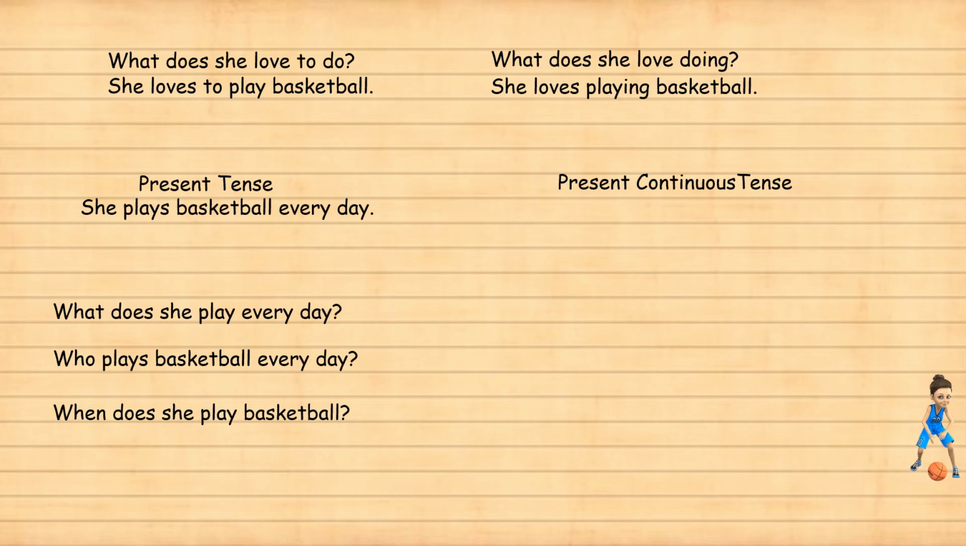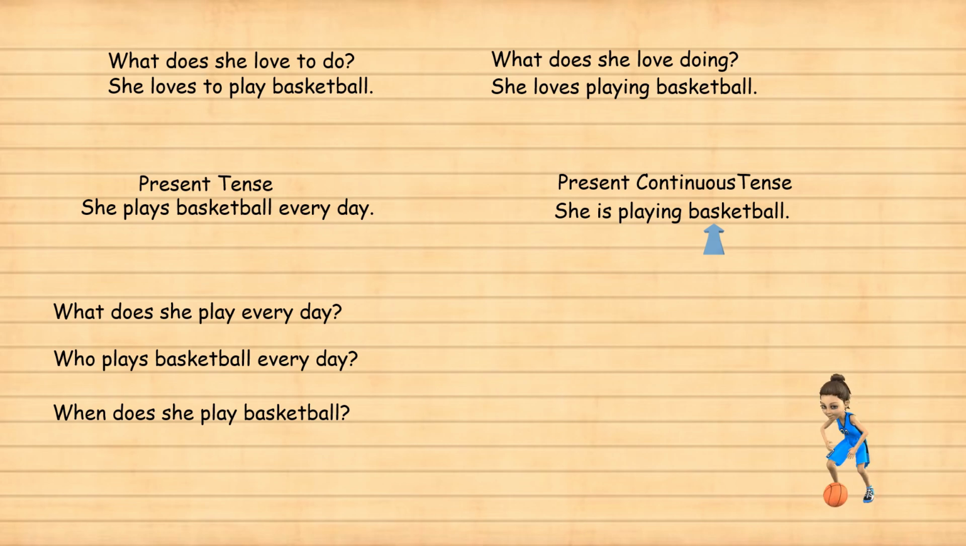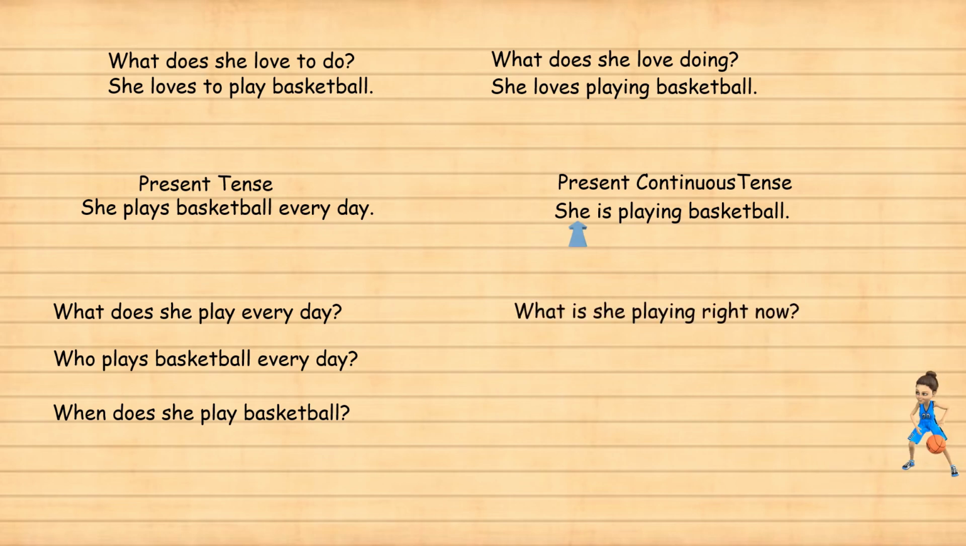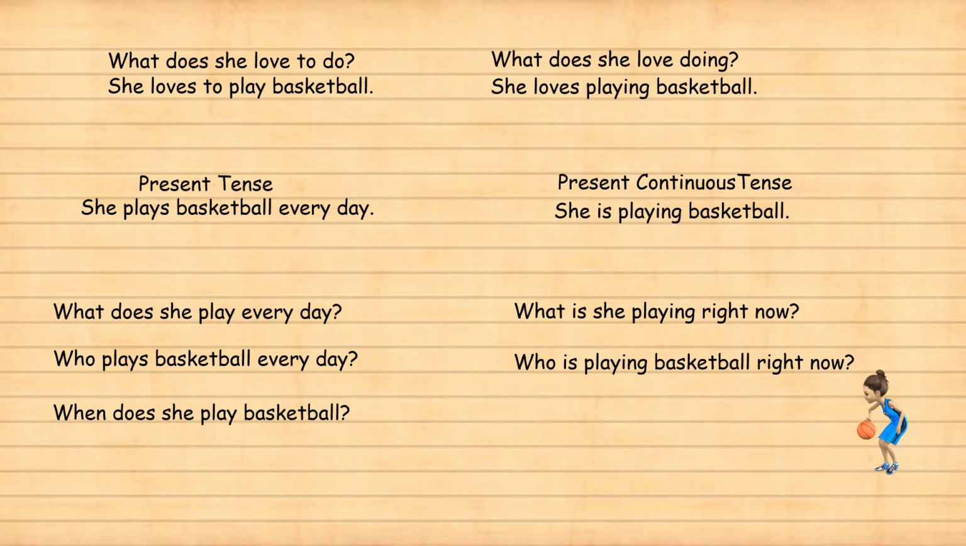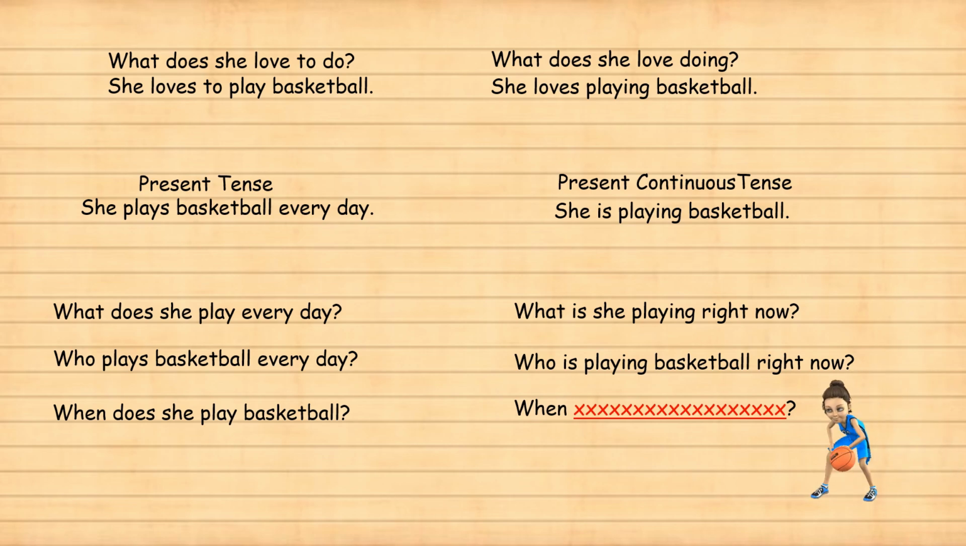Present continuous tense. She is playing basketball. What is she playing right now? Who is playing basketball right now? In present continuous tense, we do not usually ask a when question. We know that the answer is now.